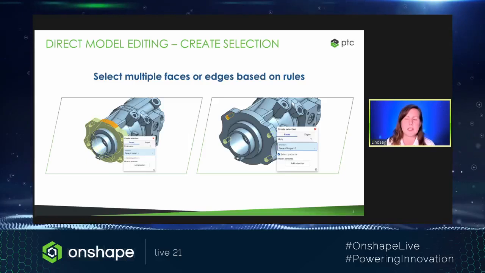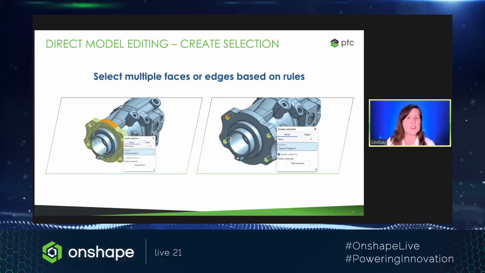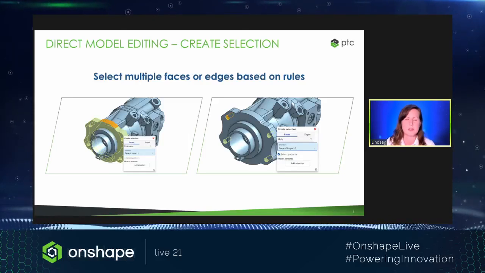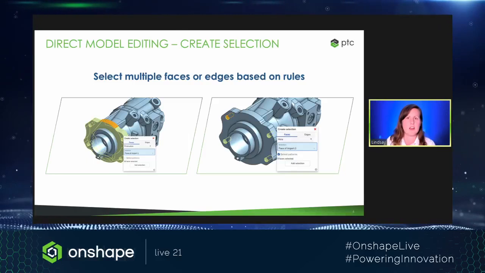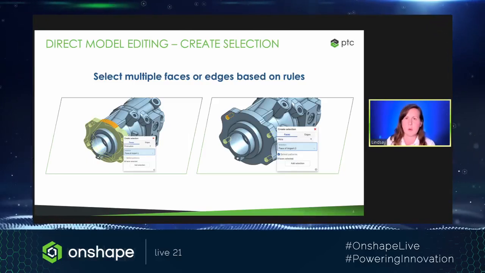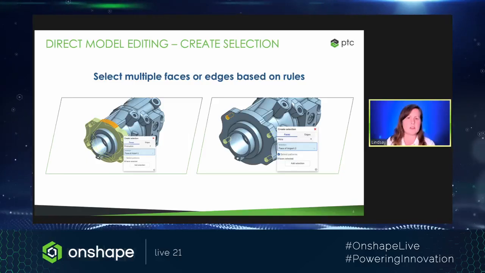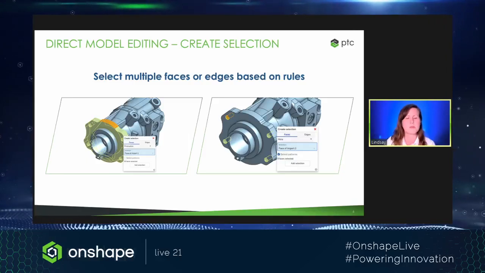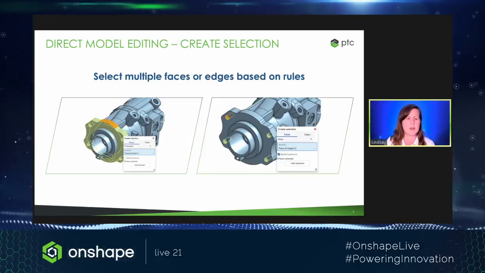So I have 2 examples here. Create selection is available in most of the direct model editing tools or features, but even in features where it isn't shown, you can actually just bring it up by right-clicking on workspace and going to create selection. So this tool is available for any feature that you want, but it's especially useful for direct editing.